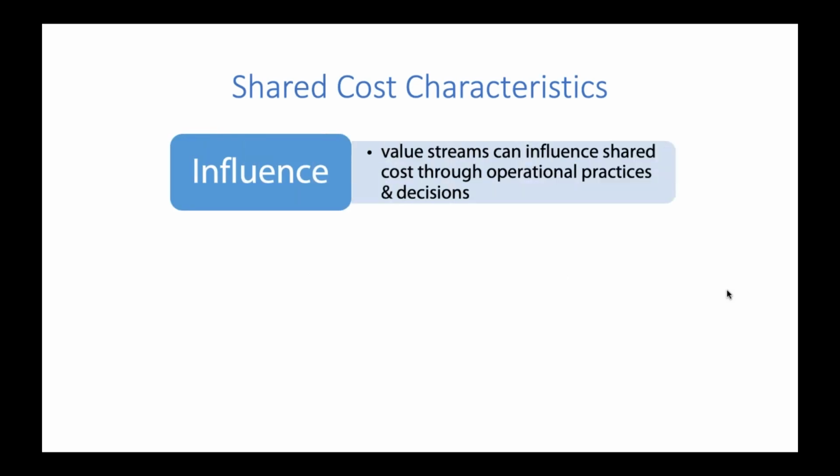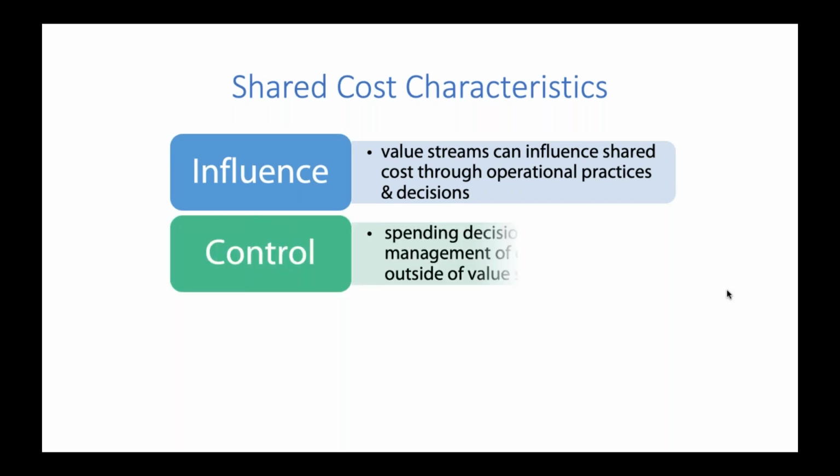So that wraps up the direct costs. Now let's talk a little bit about shared costs. What are the characteristics of shared costs? One is that value streams can influence the shared costs through operational practices and decisions. However, the actual control of the cost, the spending decision, and the management of the cost typically is done outside of the value streams.